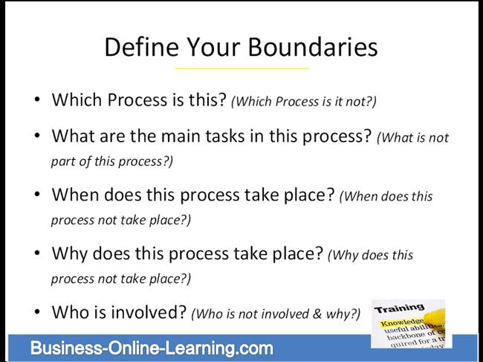What are the main tasks in this process? What is not part of this process? Be clear, when does this process take place, or when does it not take place? Ask yourself, why does this process take place? Or why does this process not take place? Be clear about who is involved, and then who is not involved, and maybe understand why. Once you have answered these questions, you've defined the outside perimeter of the process you're going to describe.